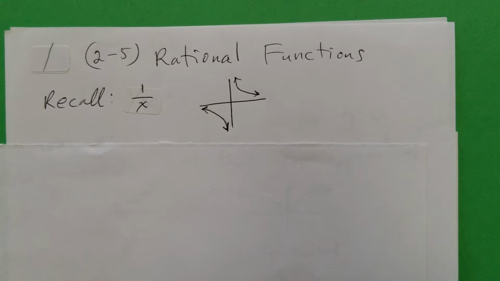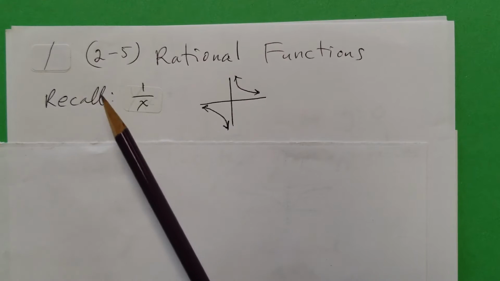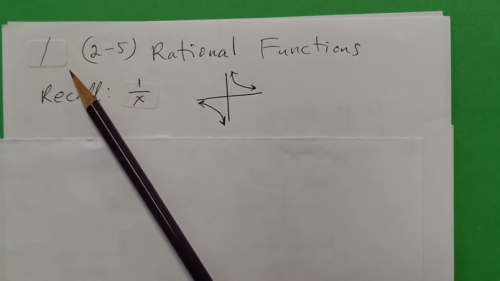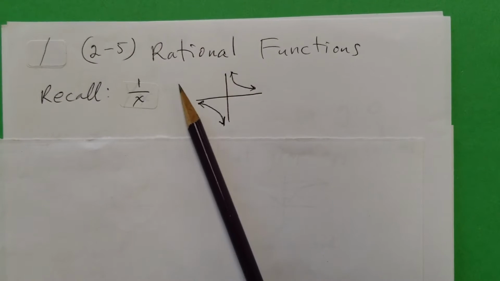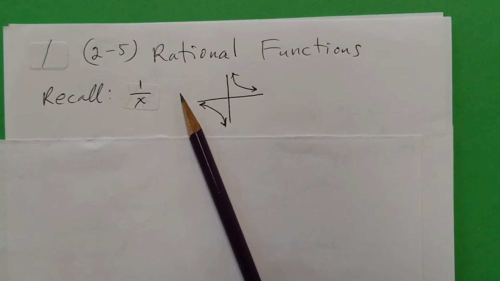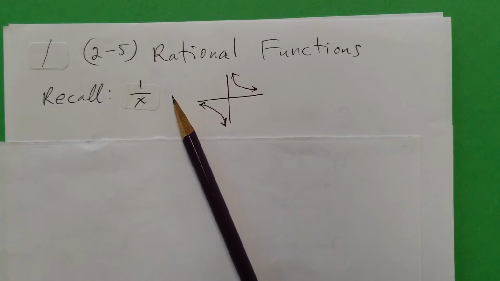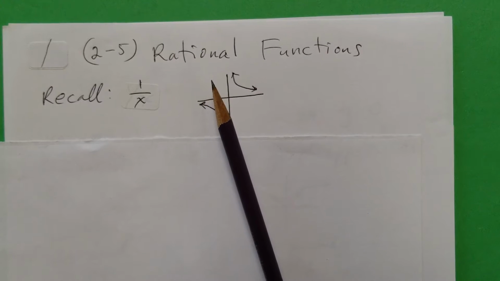This is Mr. Cousage. We are up to Chapter 2-5, Rational Functions. Don't forget to write the date here. Rational functions look like this. They can be longer, but they have a fraction bar, like that. Okay? Rational, ratio, fraction. All similar.